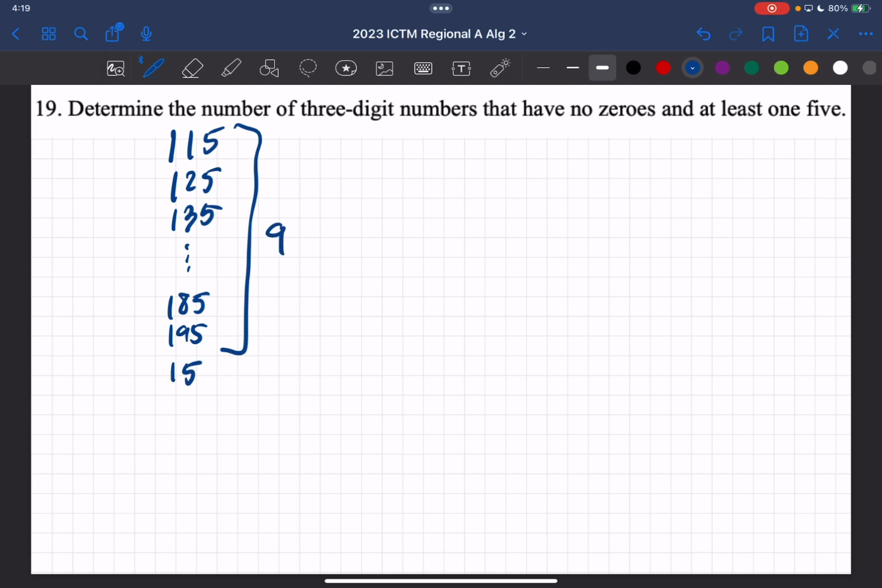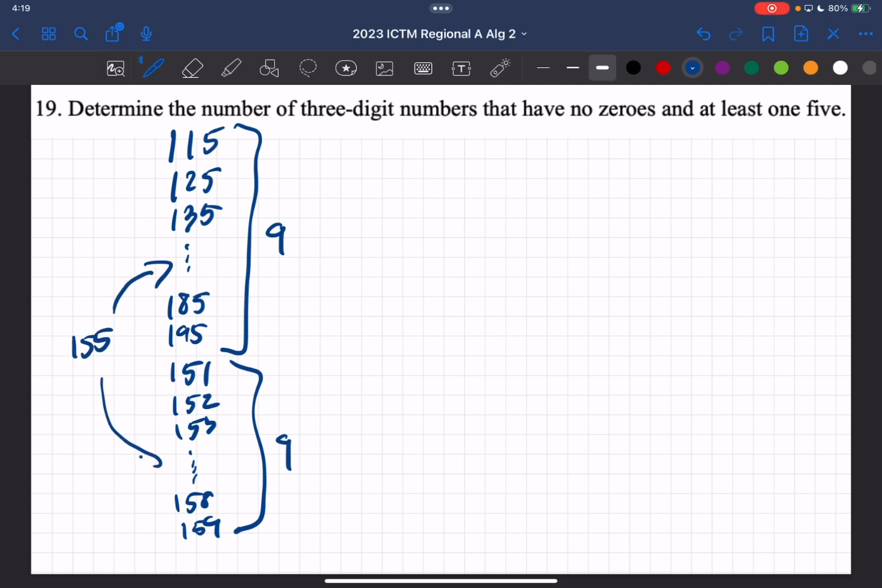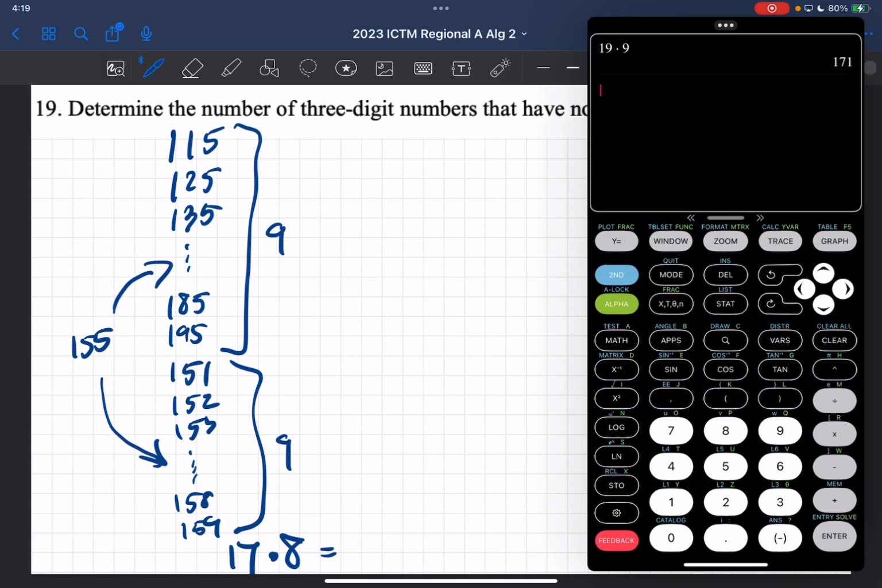Then we go 151, not 150, 152, 153, 158, 159. There are 9 numbers there. However, there aren't 18 numbers with a leading digit of 1 because 155 is in both of these. So that means there's actually 17 numbers. And that means there's 17 for all the 3-digit numbers that start with 1, 2, 3, 4, not 5. That's going to be different. 6, 7, 8, 9. So I'm going to multiply that by 8. And when I multiply 17 times 8, I get 136.